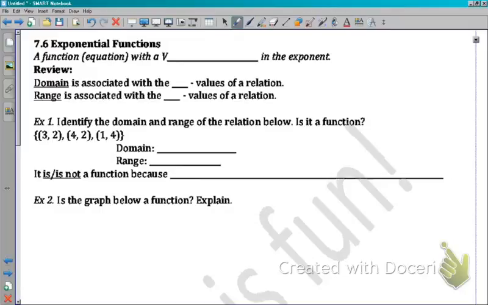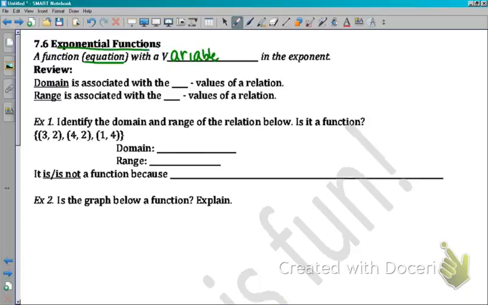So an exponent function. A function, which for our intents and purposes is really an equation. We're going to talk more about functions and function notation in a few weeks, but think of it as an equation. So a function with a variable in the exponent is called an exponential function.